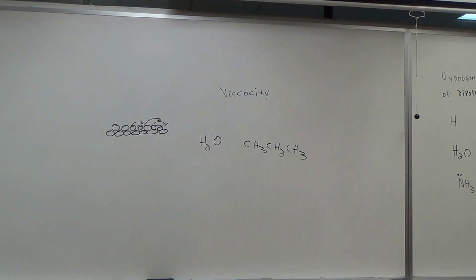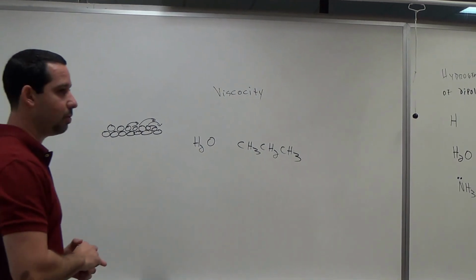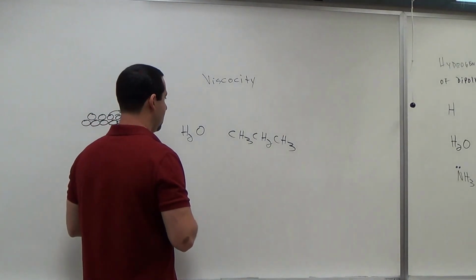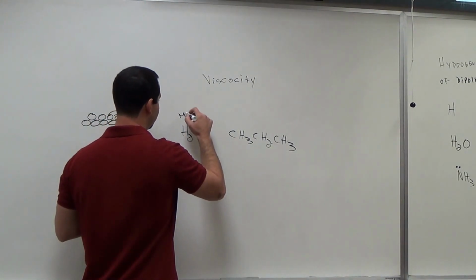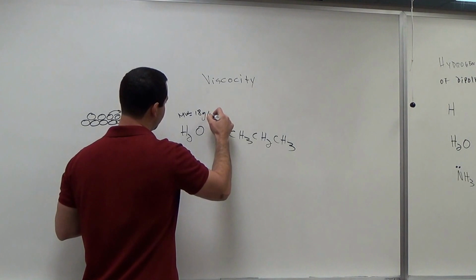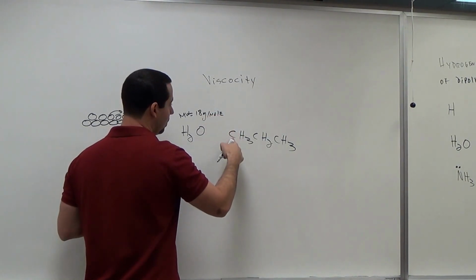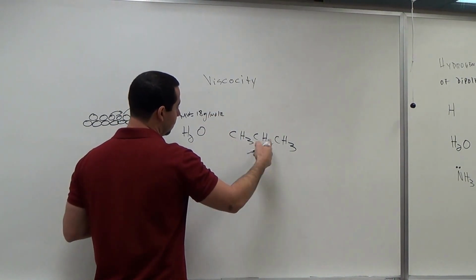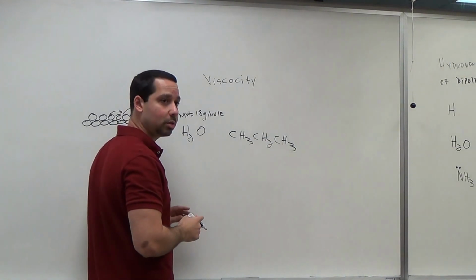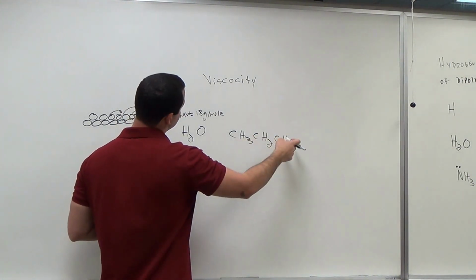Why does H2O have a higher boiling point? Because the molecular weight of this is 18 grams per mole. And the molecular weight of that is, how much is 12 times 3, plus 8?